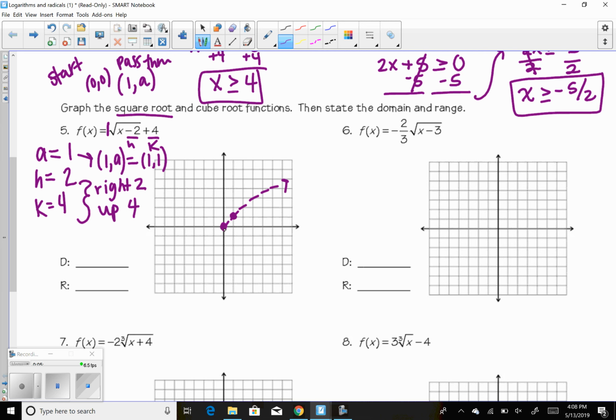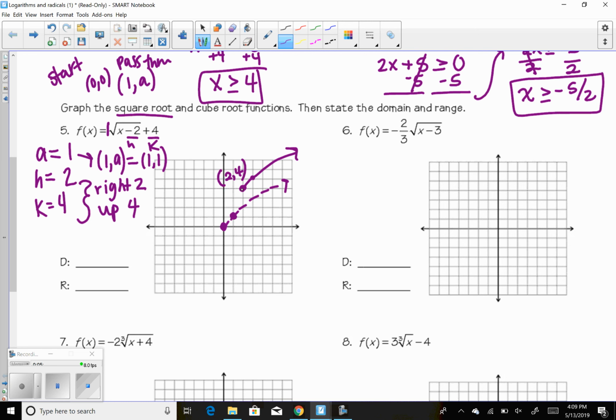So I take 0, 0, and I go right 2, up 4. This one goes right 2, up 4, and there's my graph. So essentially this dotted one could go away. We're only dealing with the solid one right now. So my domain is from the left to the right. What is the ordered pair right here, basically? So that ordered pair is 2, 4, right?